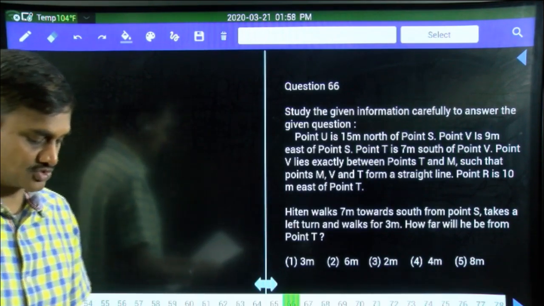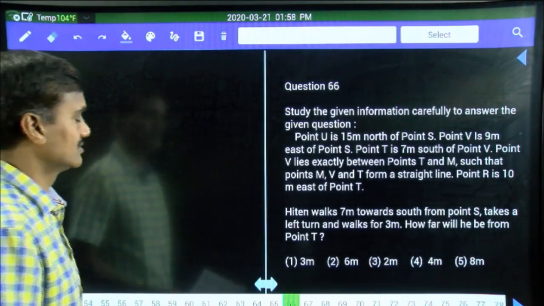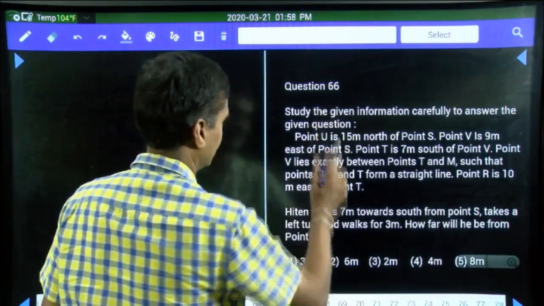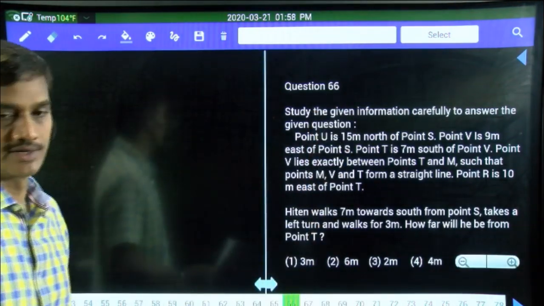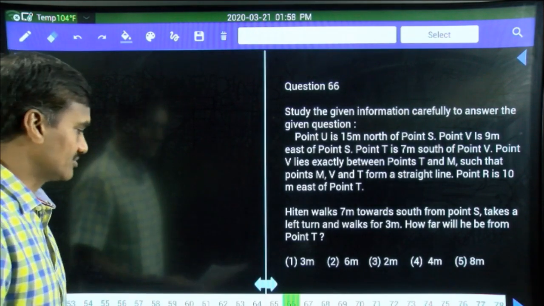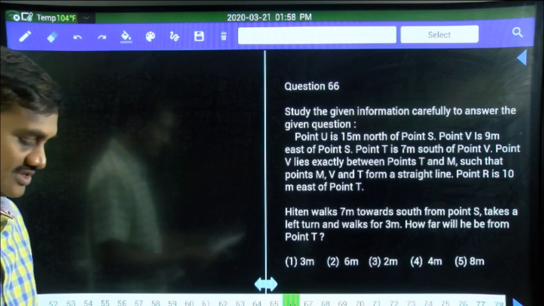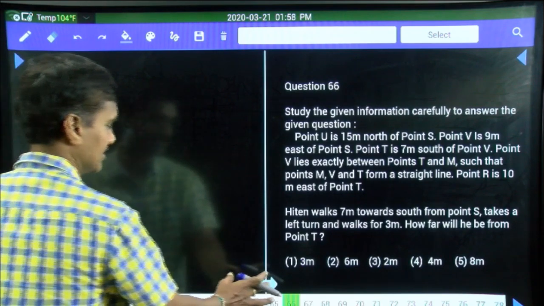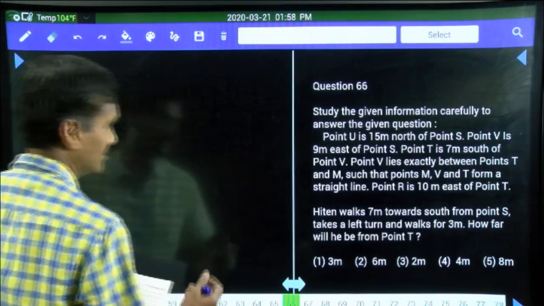Let us start with questions 66 to 68. Three questions are given under this set, and it comes under directions. Now let us start working on this one. Questions 66 to 68, these 3 questions are based on direction sense.